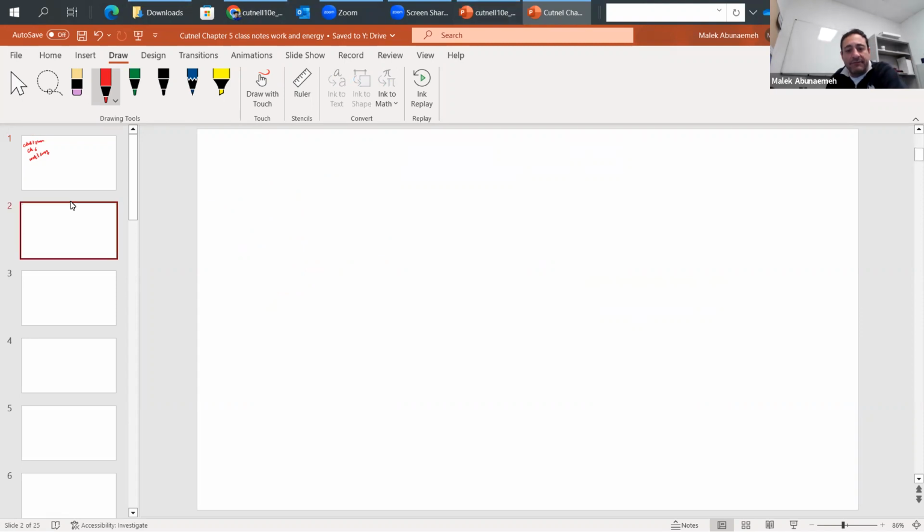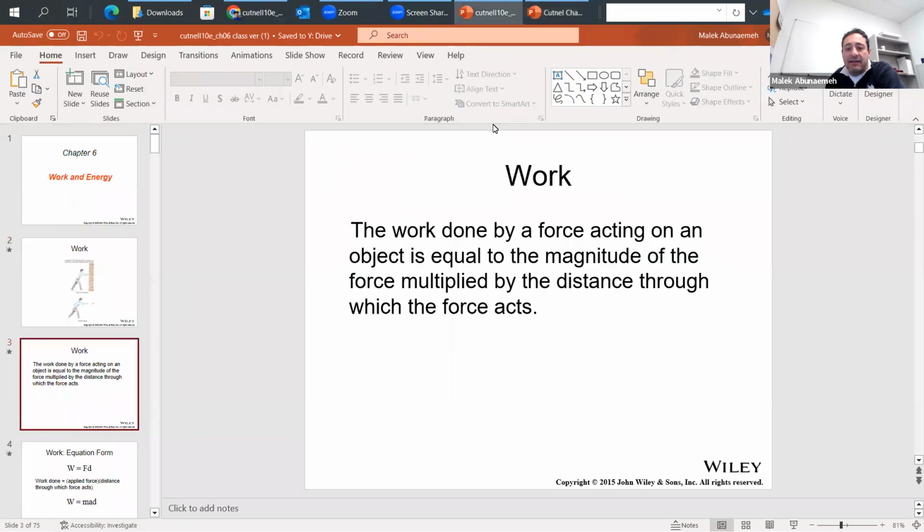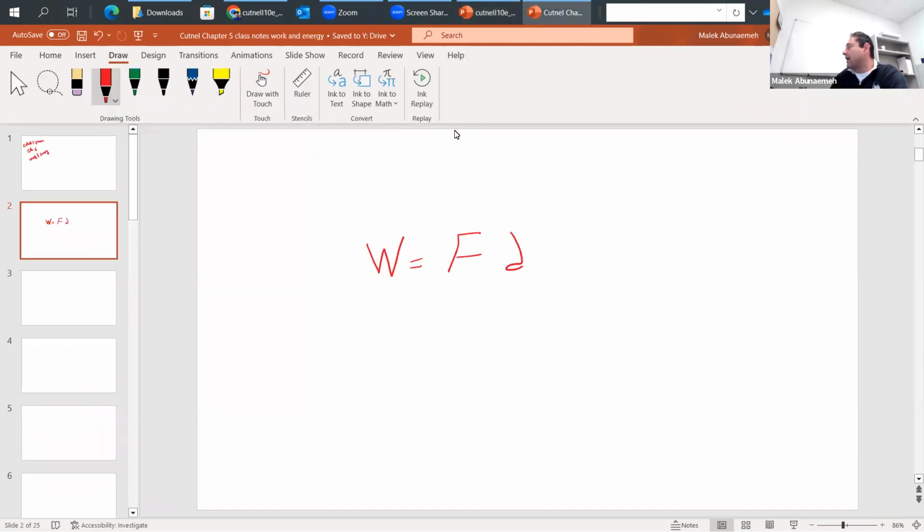So your work equals, again, it's a force acting on an object, the magnitude of the force multiplied by the distance through the object's action. So it's your force multiplied by your distance. And let's go ahead and label these. So your F is your force, your W is your work, and D is your distance.